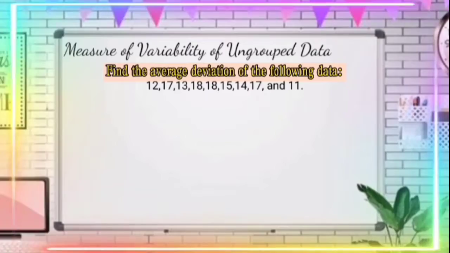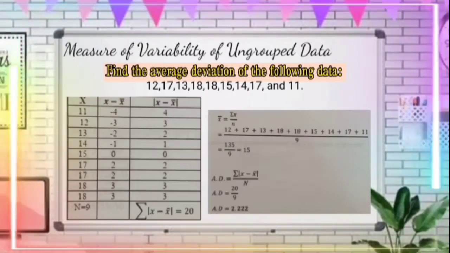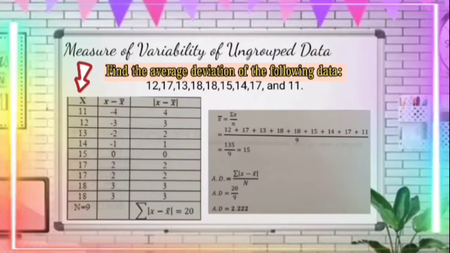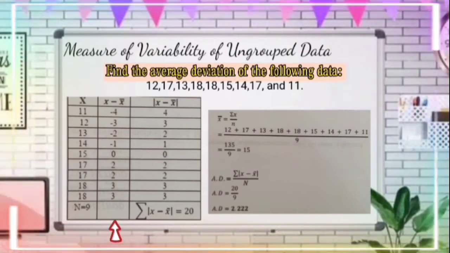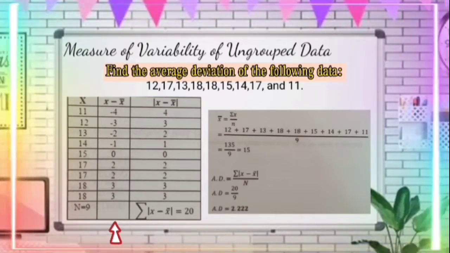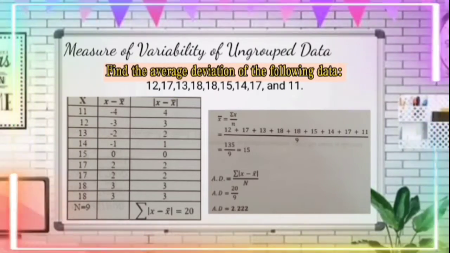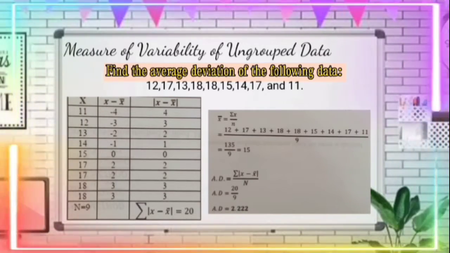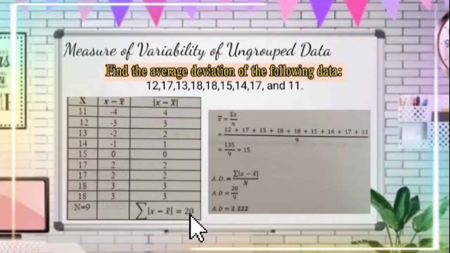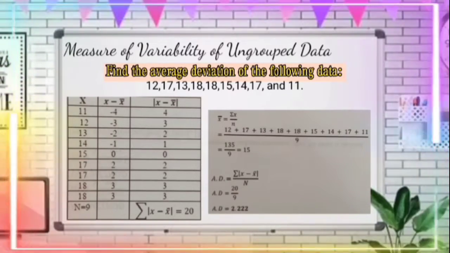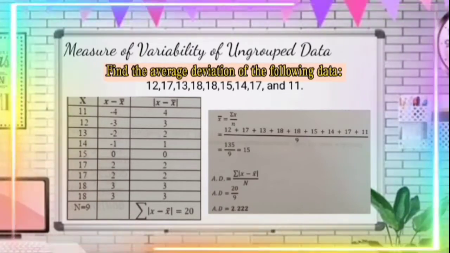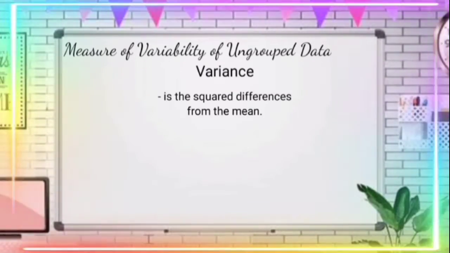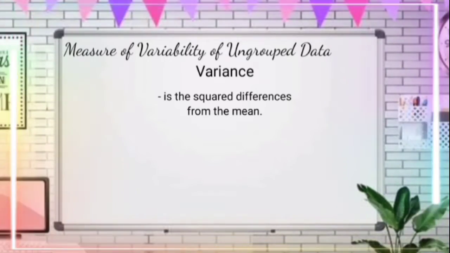For example, find the average deviation of the following data. As you can see, in the first column of our table, we arranged the data in ascending order. In the second column, we get the difference between the scores and the mean. And in the third column, we get the absolute difference. Now, to solve for the average deviation, we divide the sum of the absolute differences by 9. So our average deviation is equal to 2.222.